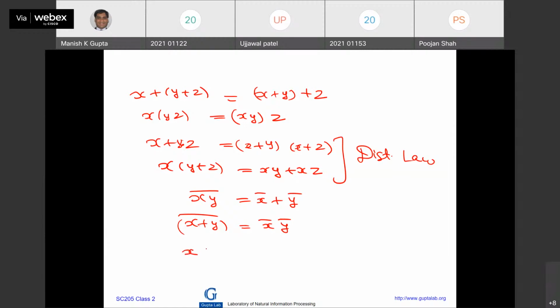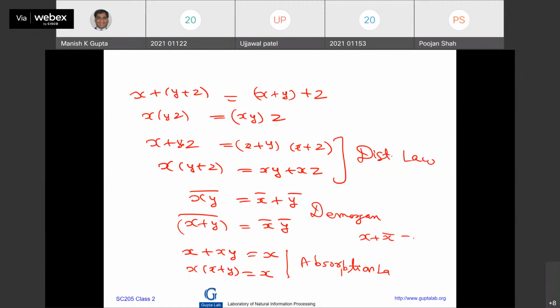Absorption laws are pretty interesting. X plus xy is equal to x. X times (x plus y) is equal to x. ये De Morgan law थे और ये absorption law है, right? Unit property, x plus x bar is equal to 1. X into x bar is equal to 0. Zero property and unit property.